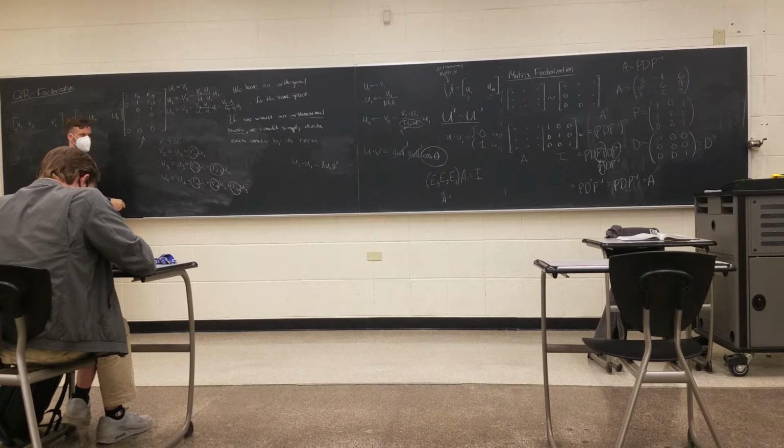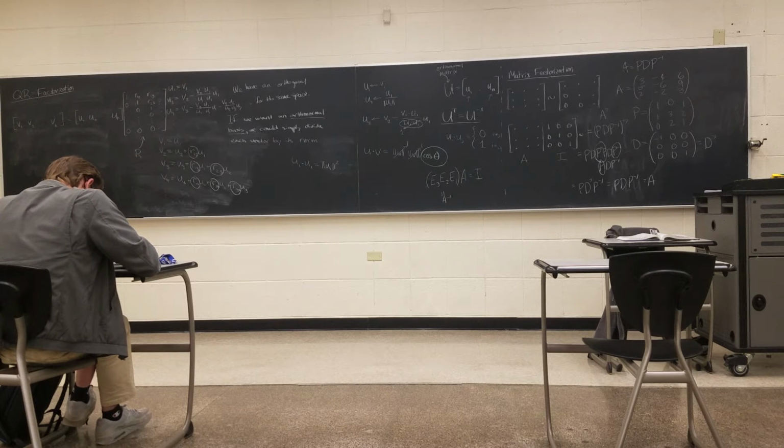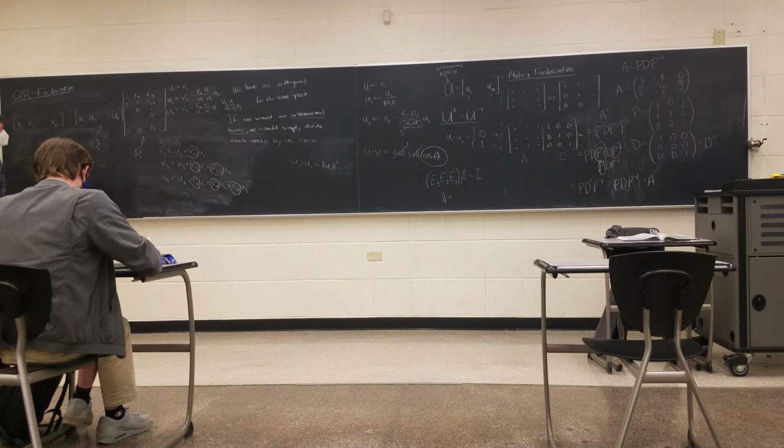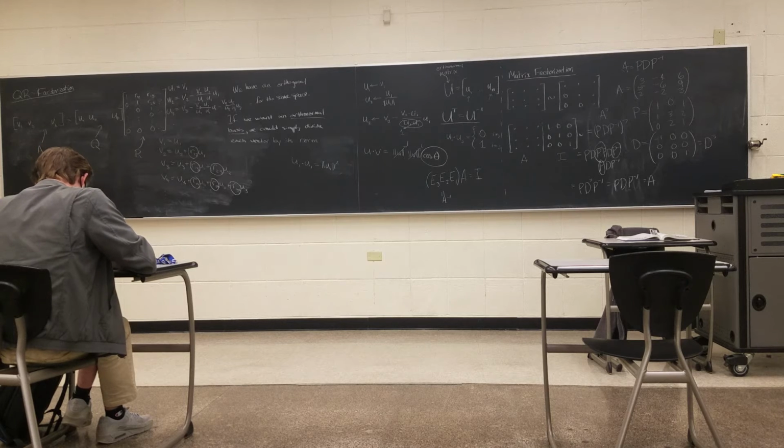Which we will call, U is already taken, so we'll call this R. And orthogonal, for some reason, call that Q. And this is our original matrix A. So we get A equals QR, and this is the famous QR factorization.